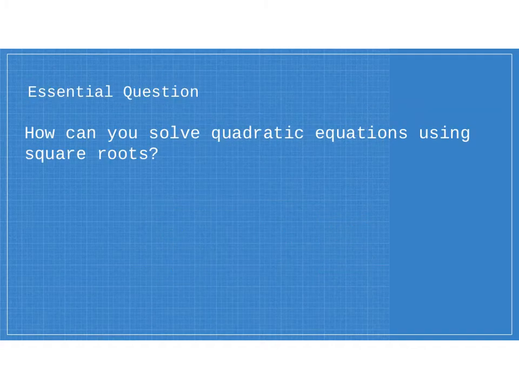So our essential question is, how can you solve quadratic equations using square roots? We know a little bit of that already. We're going to go in more detail from here.